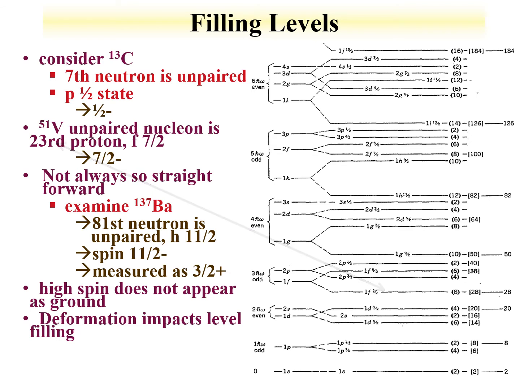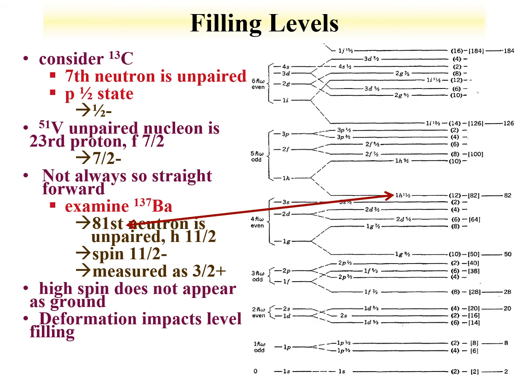As an example, let's consider barium-137. The 81st neutron is unpaired in barium-137. That would leave a hole, right, in an almost completely filled 82 nucleons. So 81 is the 1h 11/2 state. That would be 11/2 minus, and if you look at the table of the isotopes for barium-137, you see that it is actually 3/2 plus.